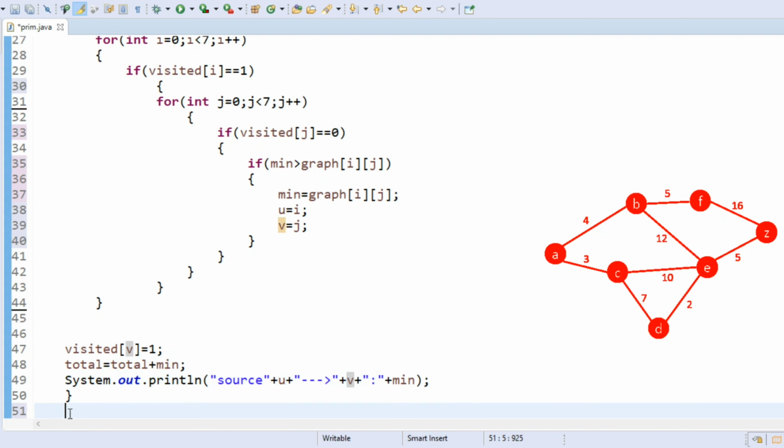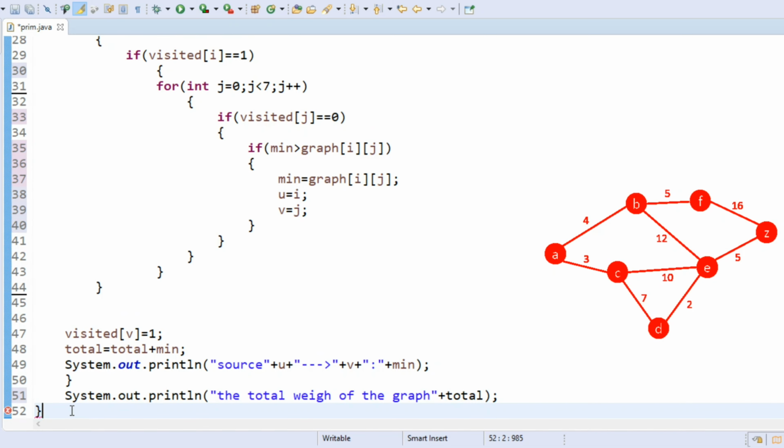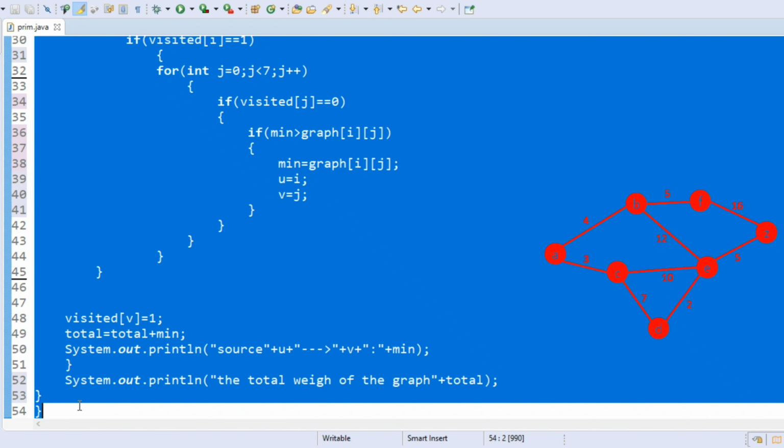So after that I am going to print the total, System.out.println. What is the total? So the total weight of the graph. So the total weight of the graph is equals to the total. Okay, after that I am closing my main method and my class. Let us save and compile it.